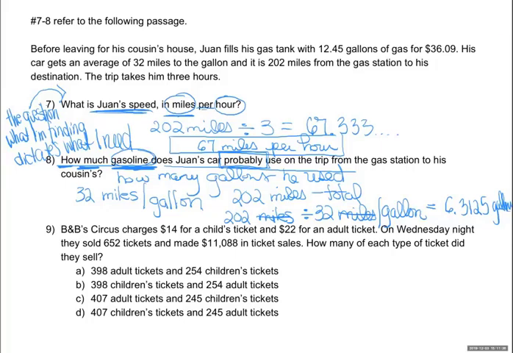Number 9. Circus charges $14 for a child's ticket and $22 for an adult ticket. On Wednesday night, they sold 652 tickets and made $11,088 in ticket sales. How many of each type of ticket did they sell? This would be a really mean problem if it weren't multiple choice. If it weren't multiple choice, you would need to use algebra and write some algebraic equations to solve it. However, it's multiple choice, guys.